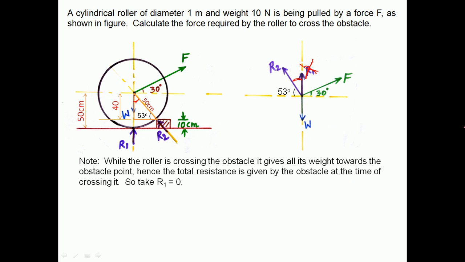Here I am going to solve using Lami's theorem. For Lami's theorem, you should know the angle between each pair of forces. So let us calculate that first. The angle between the R2 line and W is 90 plus 53, which is 143. The angle between F and W is 90 plus 30, which is 120. Then the angle between R2 and F is 180 minus 53 minus 30. So it will come 97.